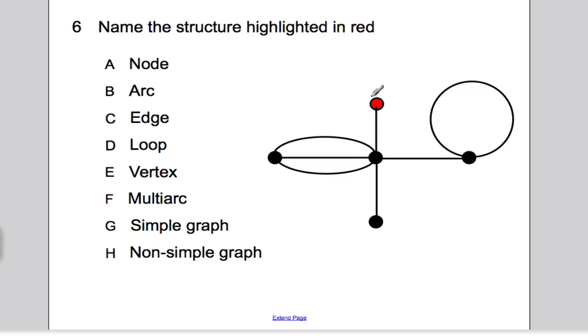Question 6. What's that structure? Well, it's one of the points on a graph, and they're called nodes or vertices. So it's either a node or a vertex.